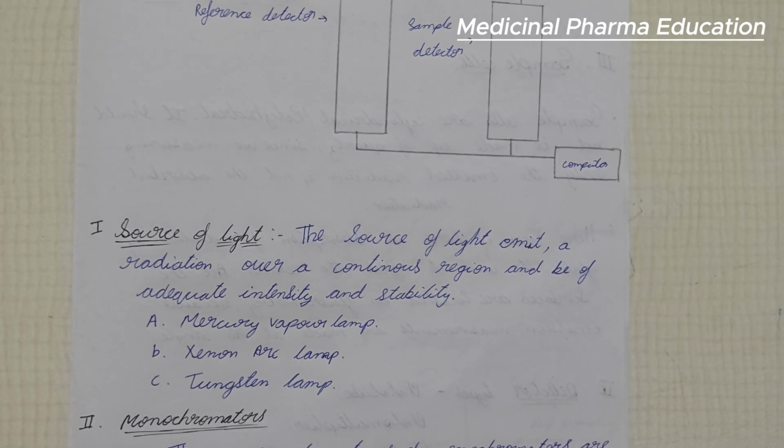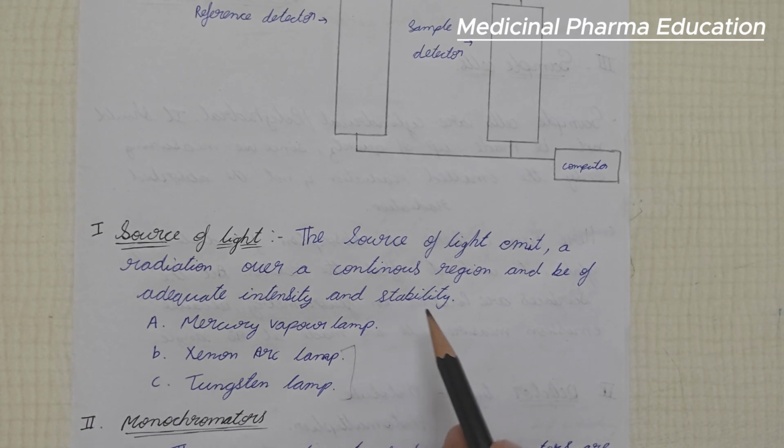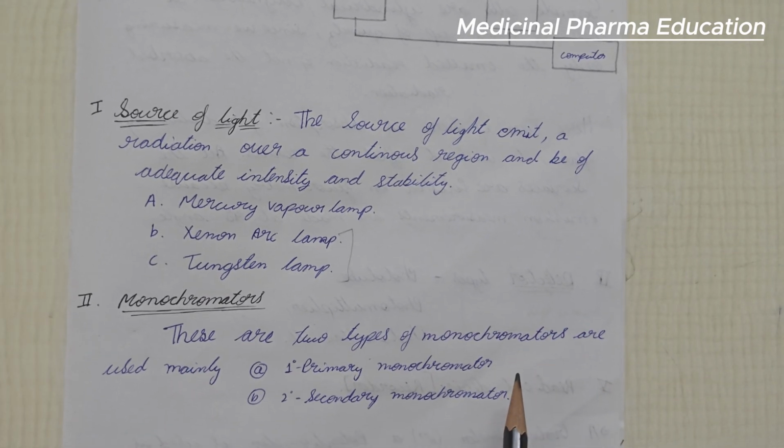Okay, first, the source of light. The source of light emits radiation over a continuous region and should be of adequate intensity and stability. We have already discussed the ideal properties of the light source. The same points you can write here, and they are divided into three types: mercury vapor lamp, xenon arc lamp, and tungsten lamp. We have already discussed these two. You can just list out the types and explain any one of them, if they ask.